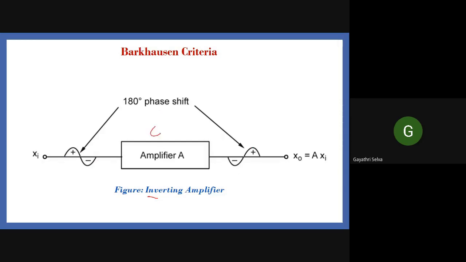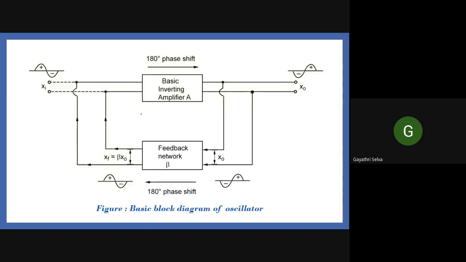Just consider our common emitter amplifier. We have taken an inverting amplifier. The input and output will remain out of phase. That is, it is producing a phase shift of 180 degrees. Clear? Right. Next, just look at the entire block diagram of an oscillator.